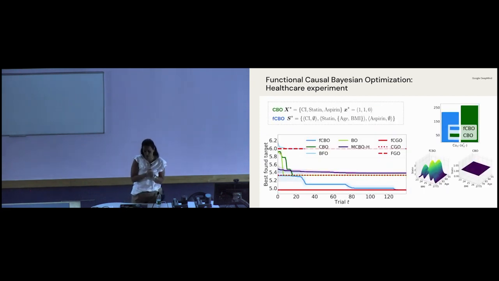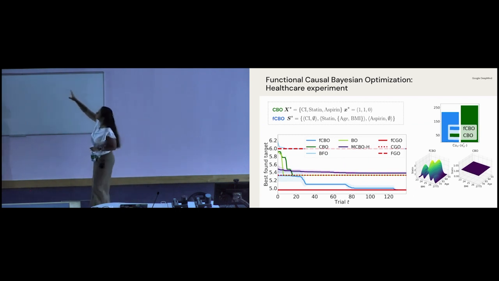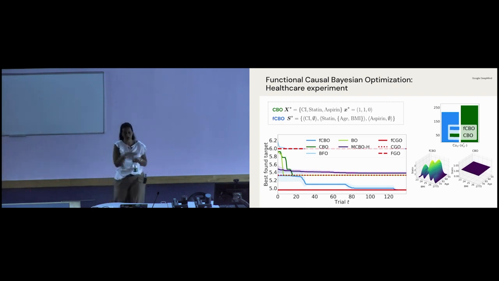And the same happens for healthcare. It's way more expensive, so it takes way more trials for FCBO to converge. But these are the type of functions that it learns. FCBO learns a function that is very structured on the age-BMI space, while CBO is just a hard intervention, so it's flat for everyone.